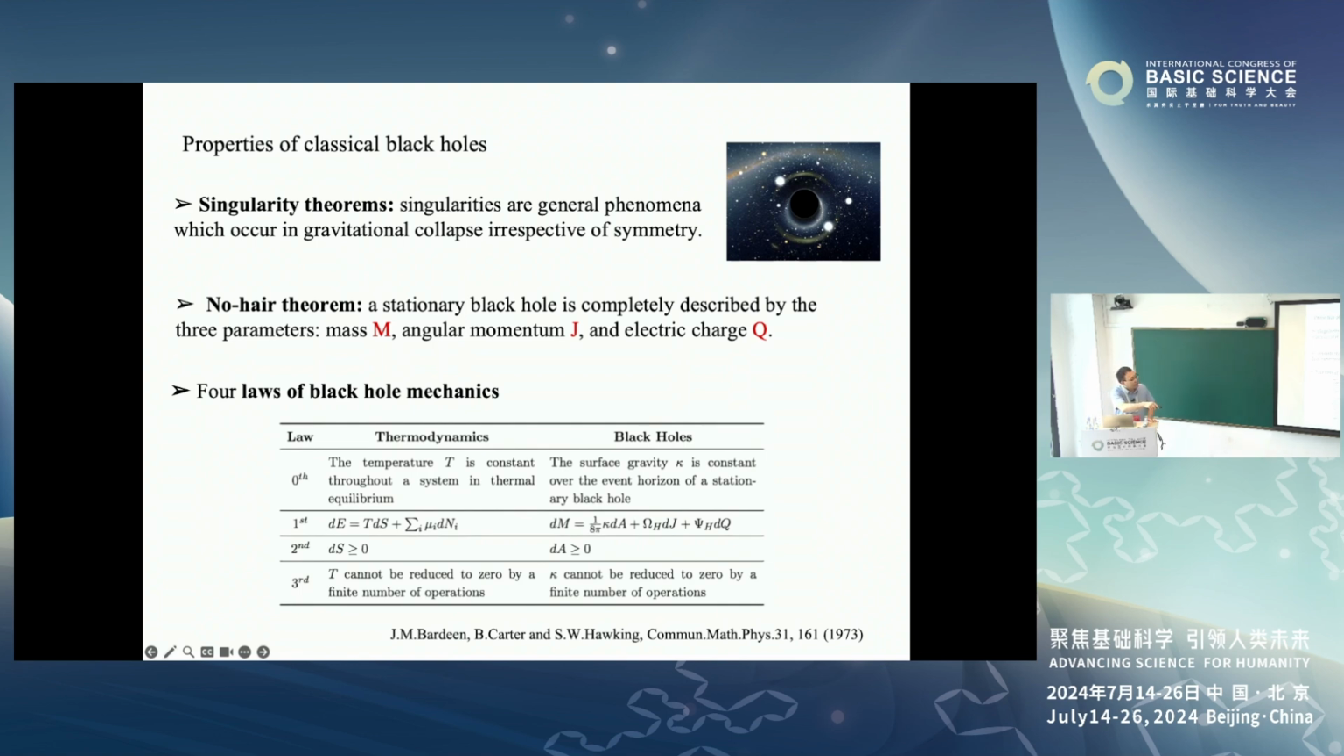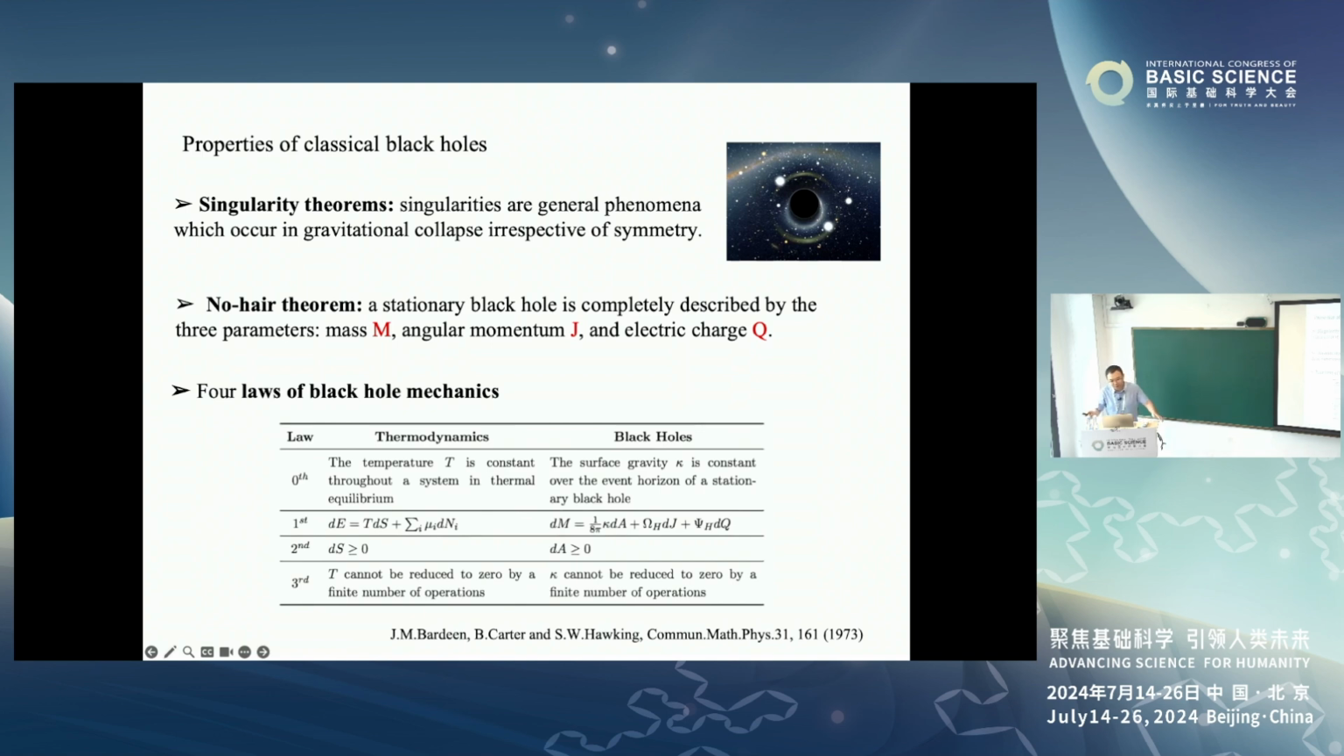For example, people showed that the surface gravity of a stationary black hole is a constant. This is called the zeroth law. For the second law, the capital A is the area of the black hole, and the law says that the area of a black hole will not decrease. You can compare these to the well-known laws of thermodynamics, and you see they are very similar to each other. But this is just the classical black hole, with its classical features.